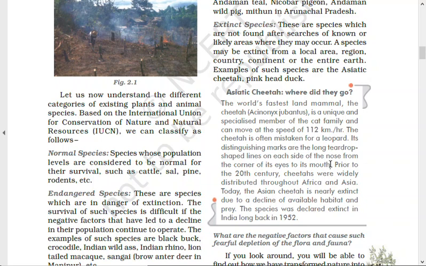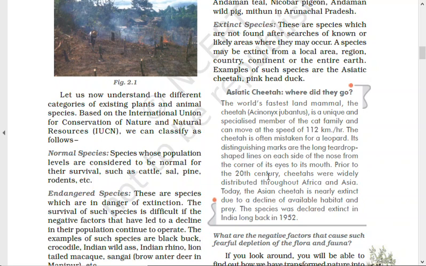So that is their main identification. From the corner of their eyes, there is a black mark that goes until their mouth. So that is the Asiatic cheetah. So that is almost gone.